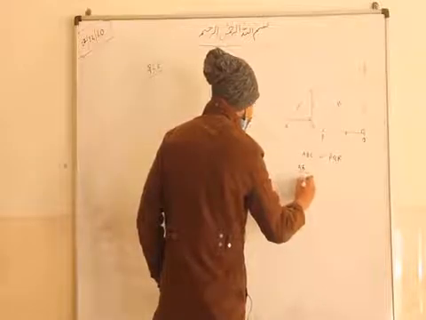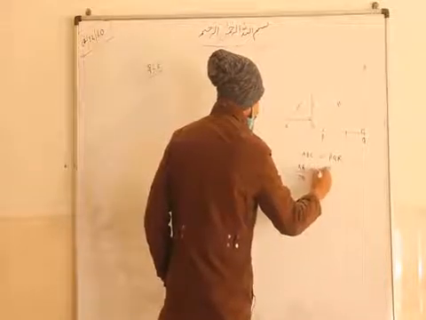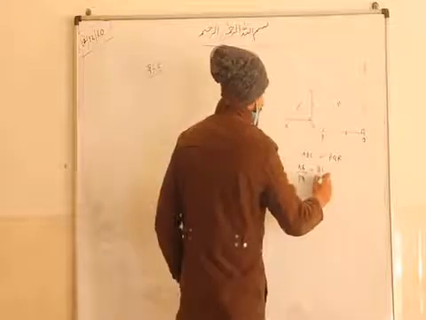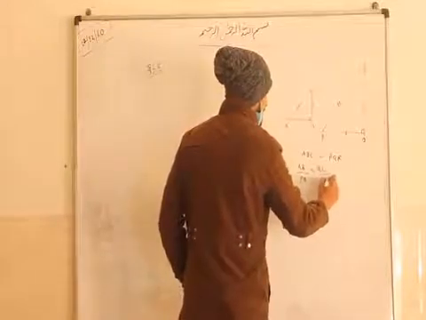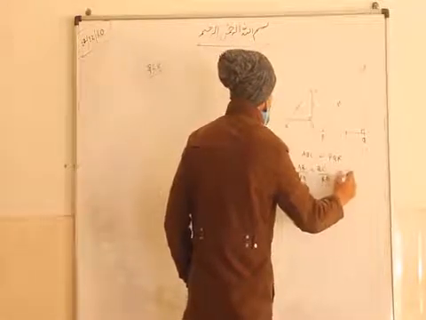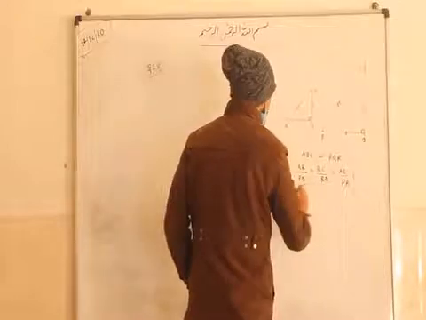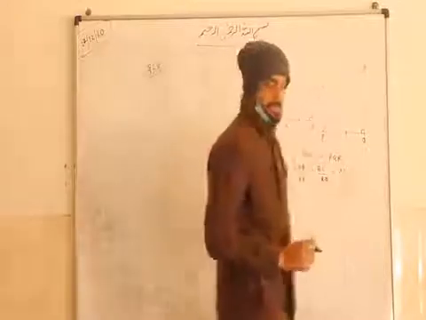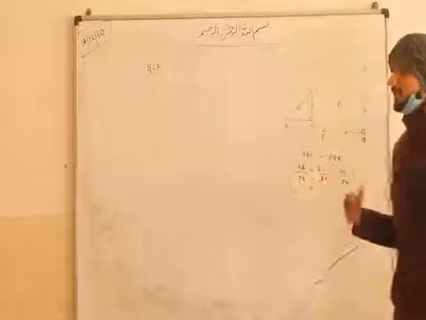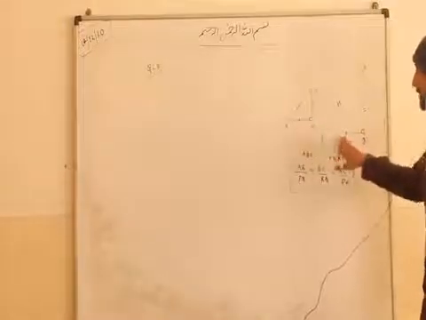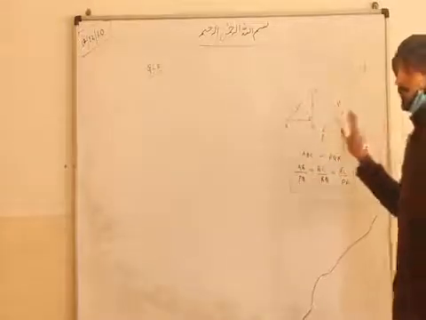AB upon PQ is equal to BC upon RQ, and is equal to AC upon PR. So this is the first condition: the ratios of their corresponding sides. This upon this equals this upon this equals this upon this.